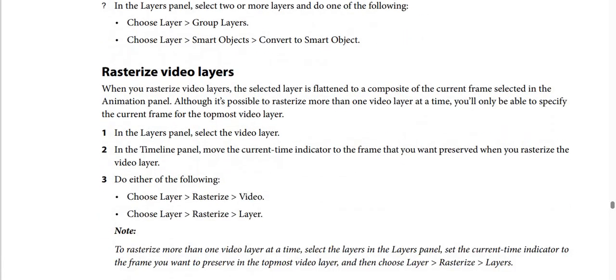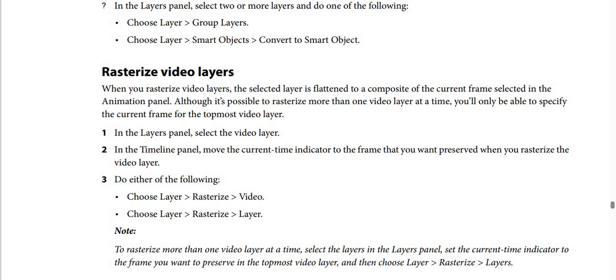How to rasterize video layers. By the way, when you rasterize video layers, the selected layer is flattened to a composite of the current frame selected in the animation panel. And also it's possible to rasterize more than one video layer at a time. And you will only be able to specify the current frame for the topmost video layer.